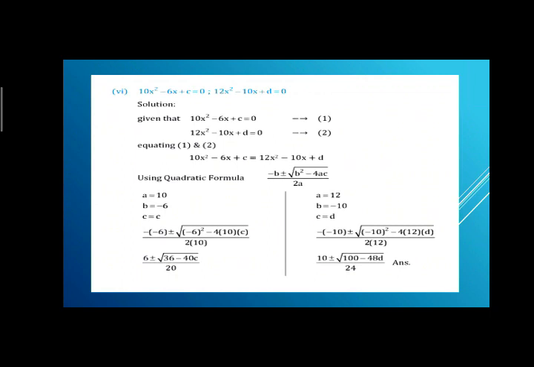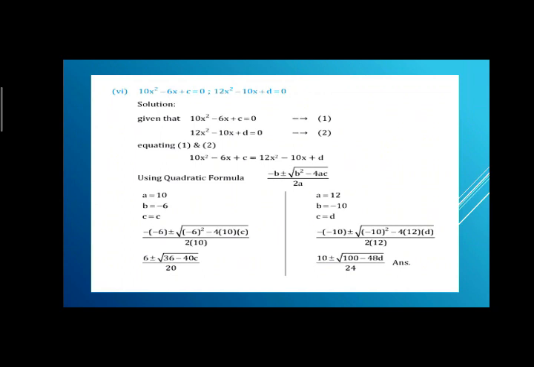So for the right hand side, you know that a is 12, b is equal to minus 10 and c is equal to d. So put the values of a, b, c in the given formula, that is the quadratic formula. So here b is equal to minus 10, then minus becomes plus of 10 plus minus under root, the square of minus 10 becomes 100. And when you multiply minus 4 with 12d, it becomes minus 48d, and you divide by 2 multiplied with 12, then it becomes 24.